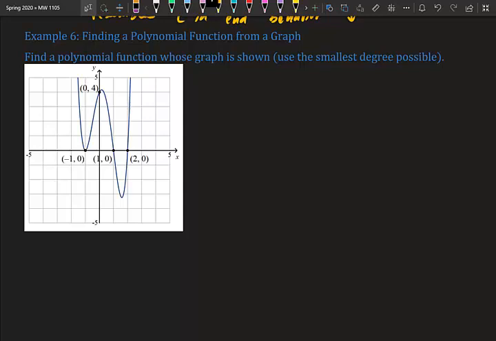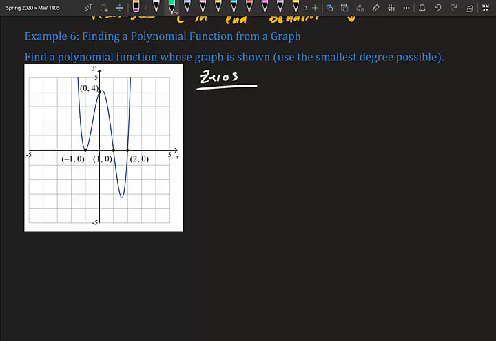All right, finding a polynomial function from a graph. Find a polynomial function whose graph is given. Use the smallest degree possible. So we're given a graph. Now we're actually going to figure out the function that represents this graph. So looking at a graph, can we figure out the polynomial function that is this graph? We absolutely can. The first thing we want to do is figure out our zeros.